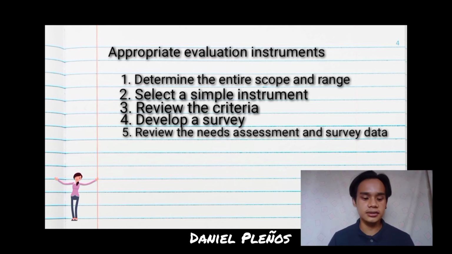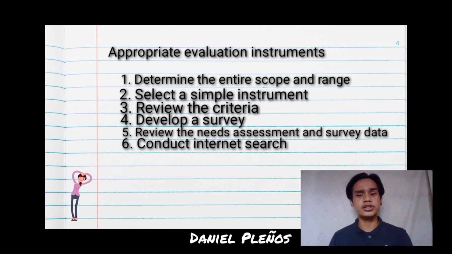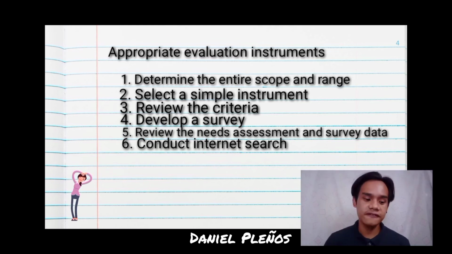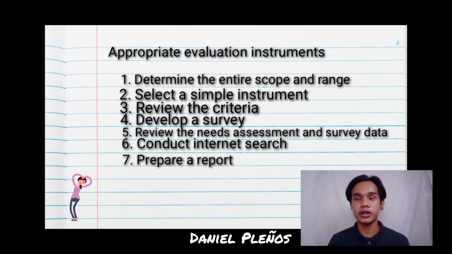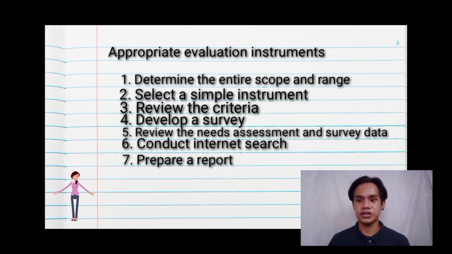And then, sixth, conduct internet research. Of course, you have to conduct research in line with your evaluation. And so seventh, prepare a report. Of course, you have to prepare a report that contains the result of your evaluation.